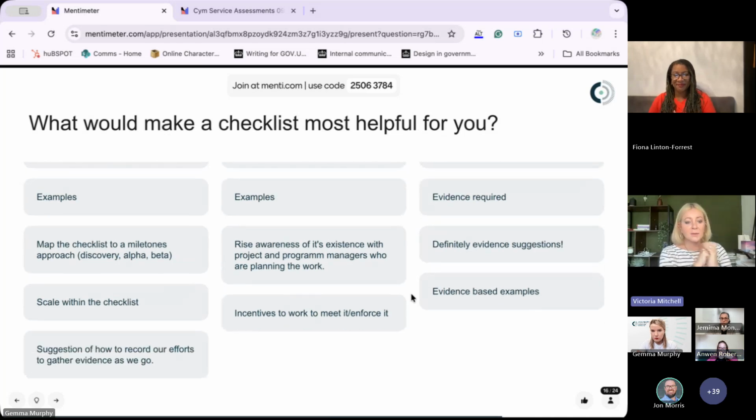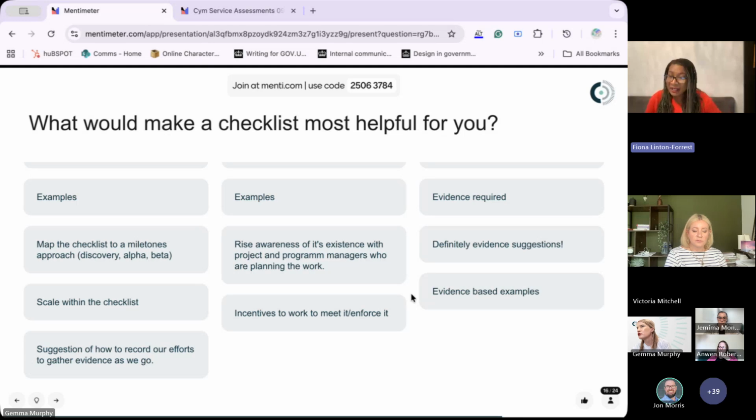Yeah, and I think we definitely heard that too in our research. People want to know what other people are doing. What does good look like as well? So not just examples, but examples of what is felt to be good practice too. That's definitely something that would be part of future work on this as well.